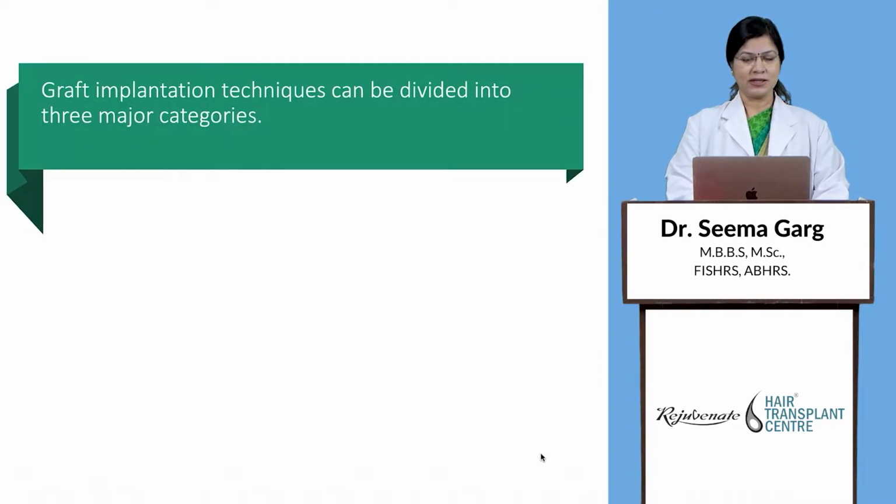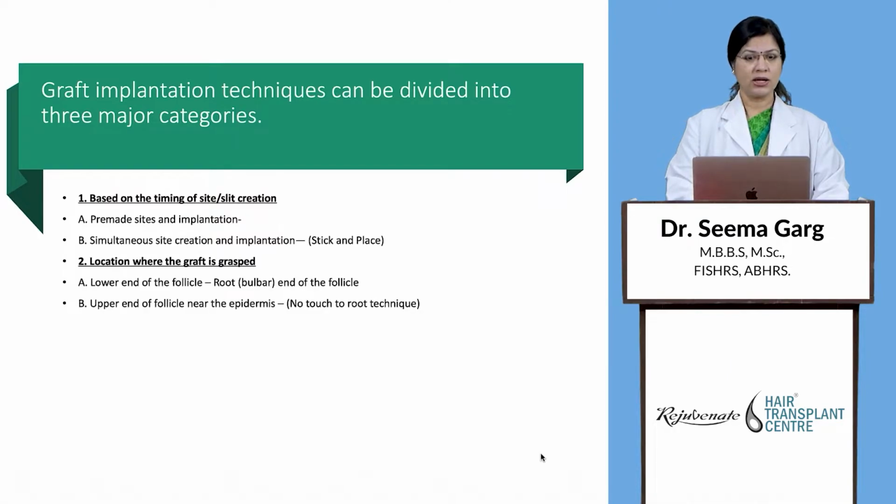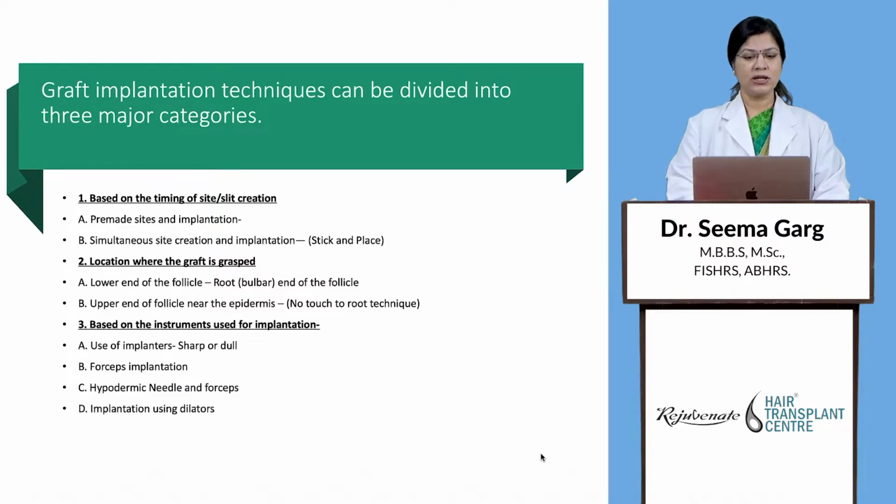So graft implantation techniques can be divided into three major categories. Based on the timing of site or slit creation, they can be either pre-made or slits can be created simultaneously as in stick and place technique. Then location from where the graft is grasped, from the lower end or root end of the follicle or from the upper end of the follicle near the epidermis, that is no touch to root technique. Then based on the instrument which we can use: either implanters, forceps, needles and forceps or dilators.